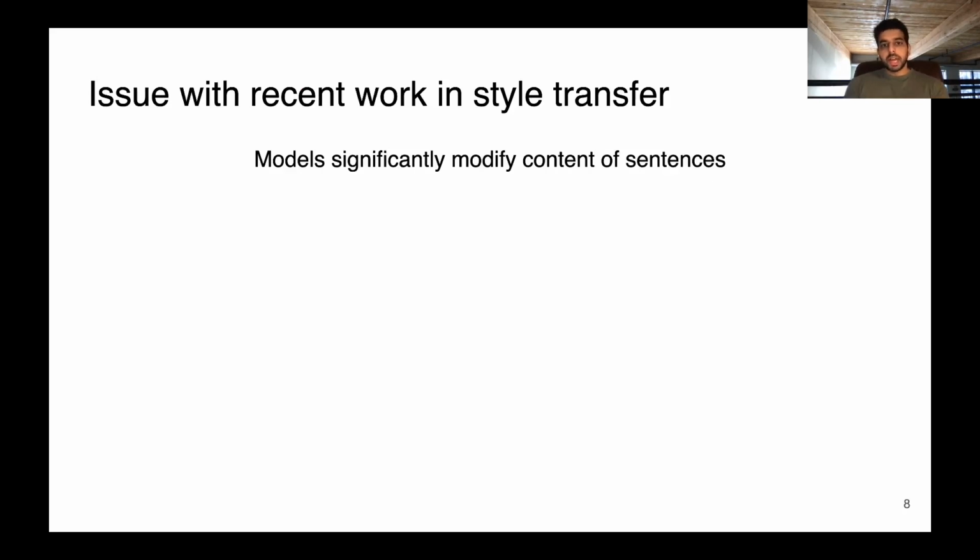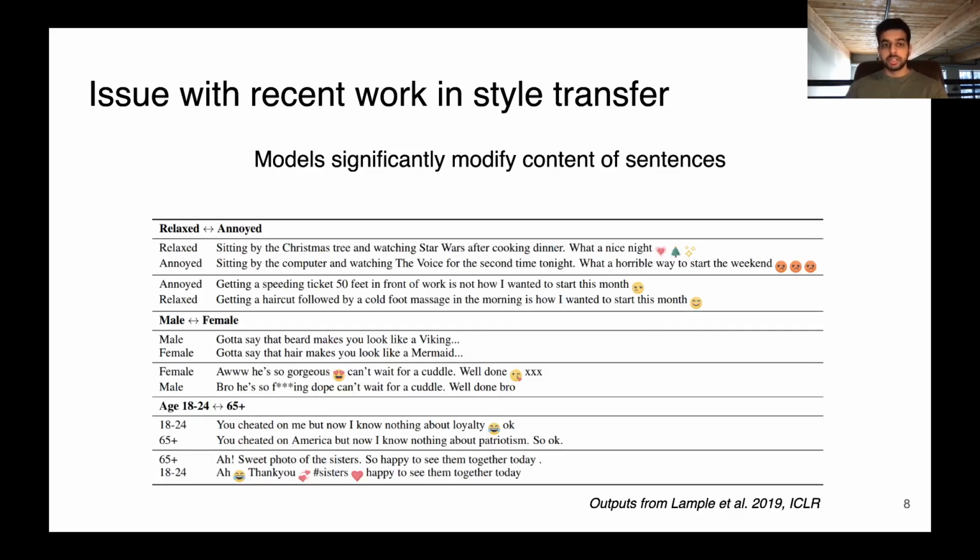So our work here is kind of a direct response to previous work in NLP that focuses on style transfer. This has become a very popular subfield over the past couple of years. And one of the major issues with this recent work is that the models significantly modify the content of the sentences. So their output might be stylistically similar to the target, but they also modify the content. So it's not actually doing style transfer.